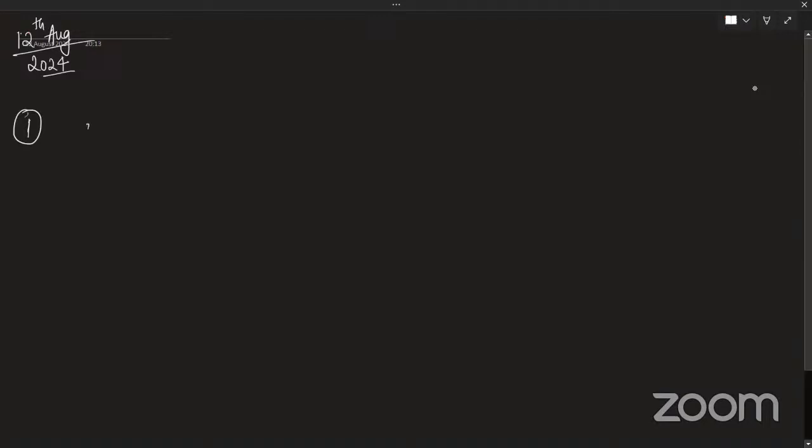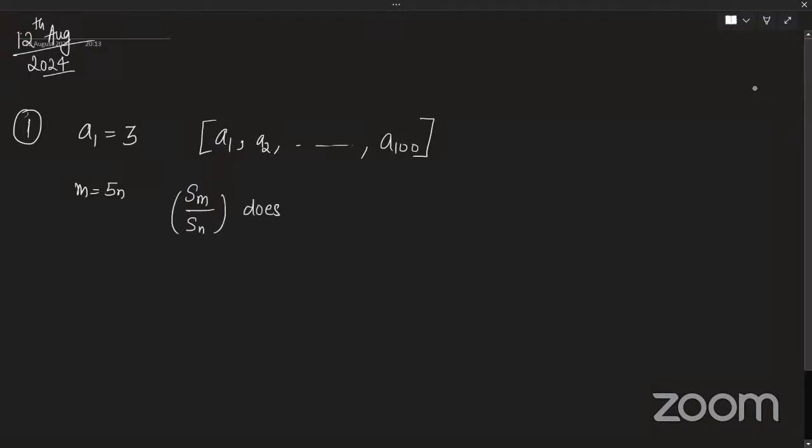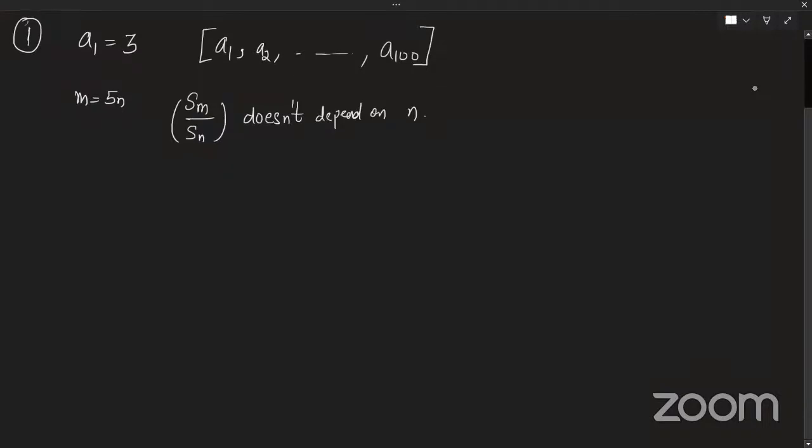So the first question was that A1 is 3, right? And like that we have A1, A2, till A100, right? And it was telling that if M is equal to 5N, then SM by SN doesn't depend on N, right? So basically it is S of 5N by SN, right?